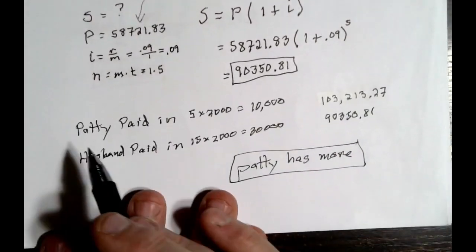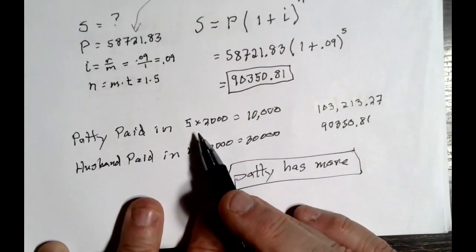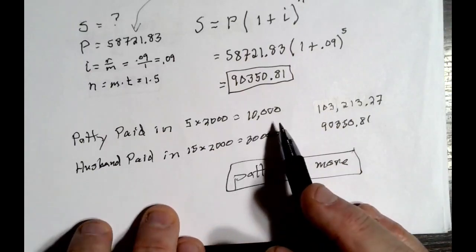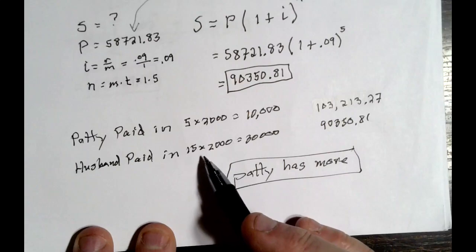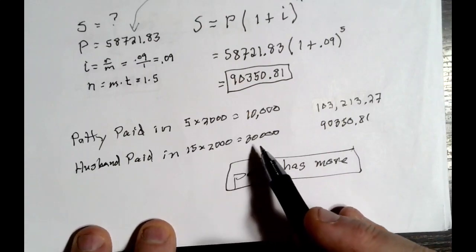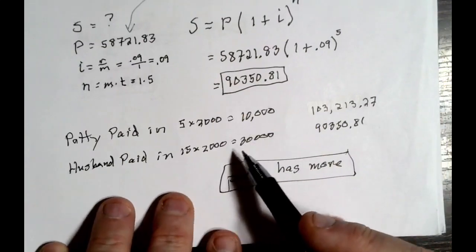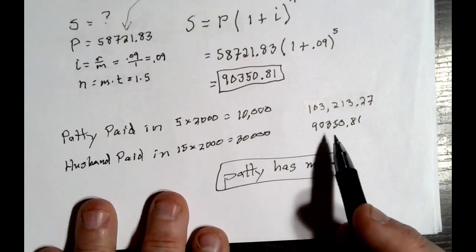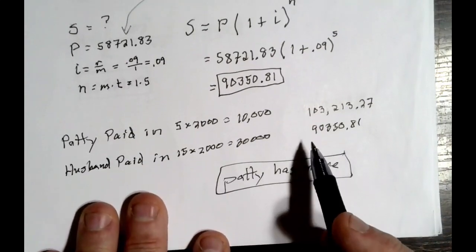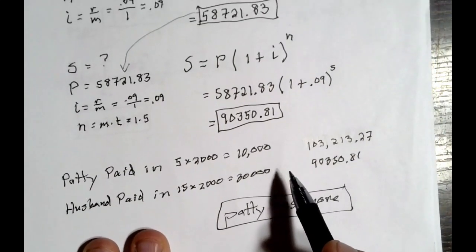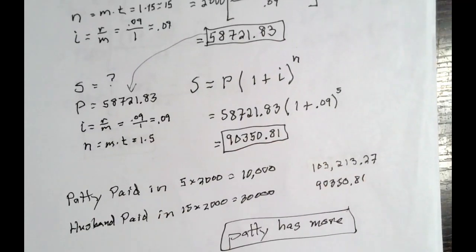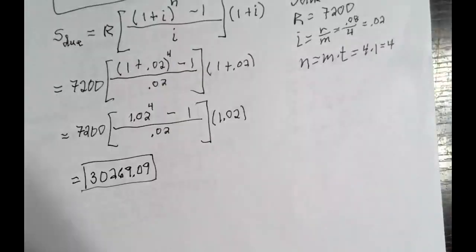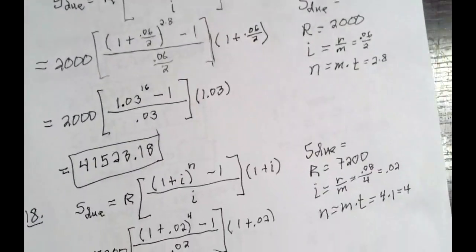So now if you look at how much Patty paid, 5 payments of $2,000 or $10,000, and she ended up getting $103,000. The husband paid 15 payments of $2,000, or he paid $30,000, 3 times as much, and he doesn't have as much money. Patty has more money. For one reason, it's because she had an extra 10 years that he didn't have. He started 10 years late. And that amount of time will make a big difference.